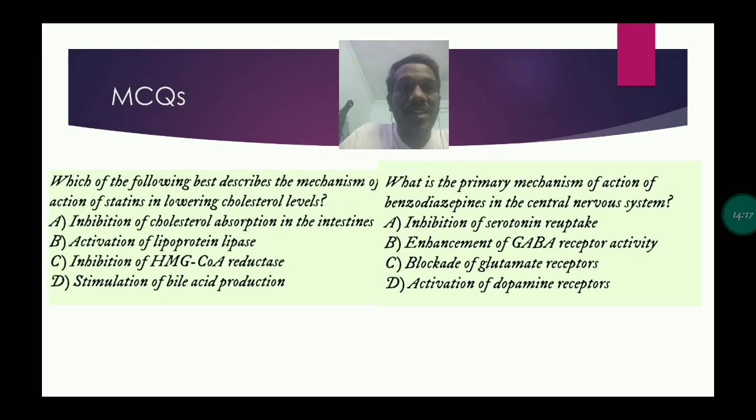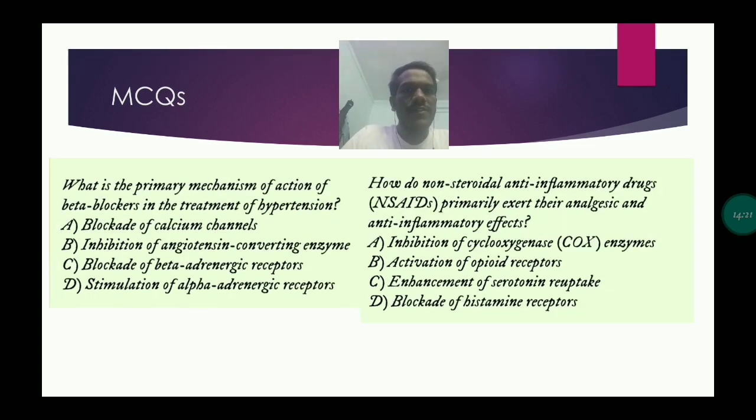So now we are in the MCQ section. The first MCQ is: what is the primary mechanism of action of beta blockers in the treatment of hypertension? Option A, blockage of calcium channels. Option B, inhibition of angiotensin converting enzyme. Option C, blockage of beta adrenergic receptors. Option D, stimulation of alpha adrenergic receptors. So this was the first.